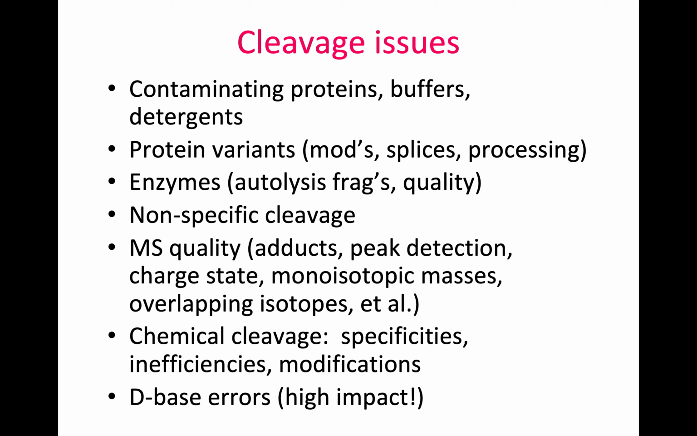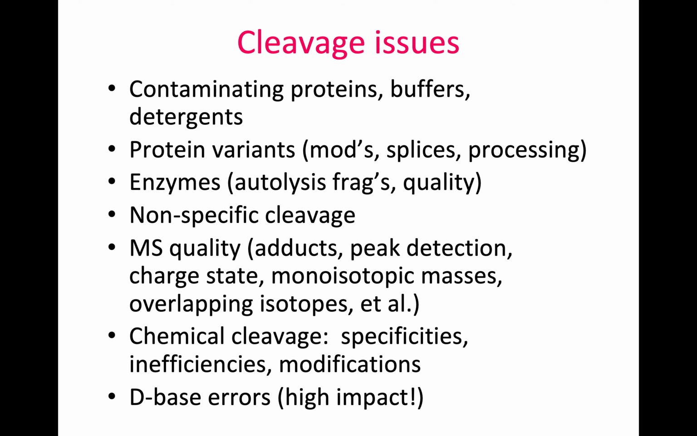Non-specific meaning that sometimes it bypasses the first cut site and only cuts at the second cut site, or sometimes it cuts prematurely before the cutting site. So that is non-specific cleavage. Apart from that, you may think everything is okay, but then you proceed with MS, and you could see that the MS quality is actually not as expected. This could be due to adducts, peak detection, charge state, monoisotopic masses, overlapping isotopes, and many more.